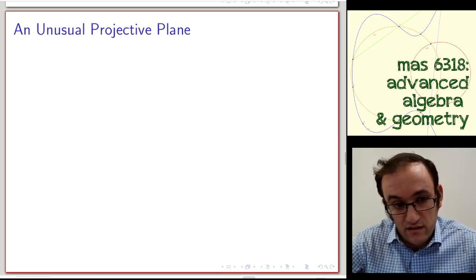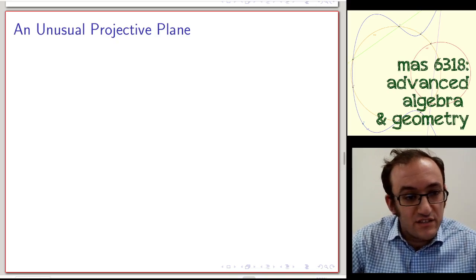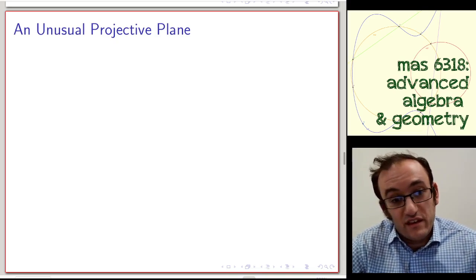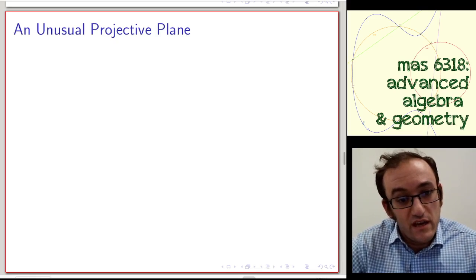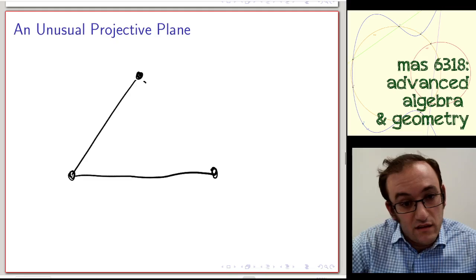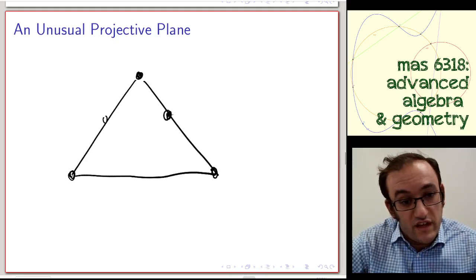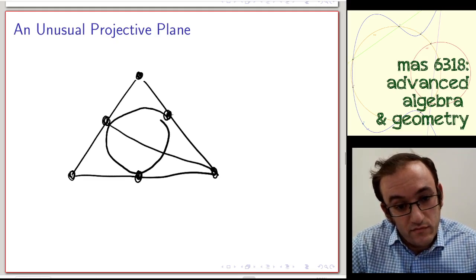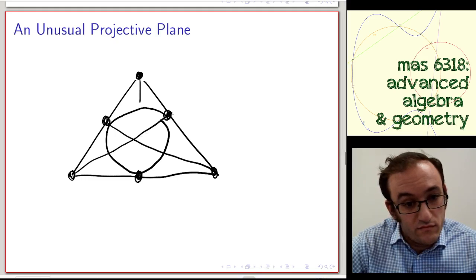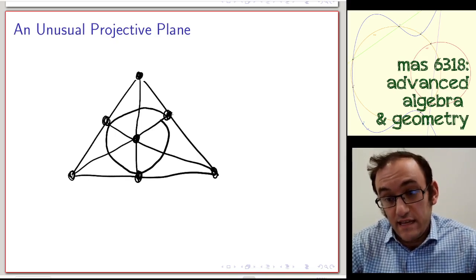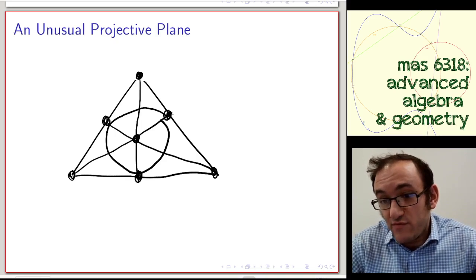Okay, and using these axioms, you can actually come up with all sorts of geometries that are not what we think of when we think of projective geometry, like the drawings we were just doing. And here's the classical example of this. This is called the Fano projective plane, and it has 7 points and 7 lines, and it satisfies all of these axioms.